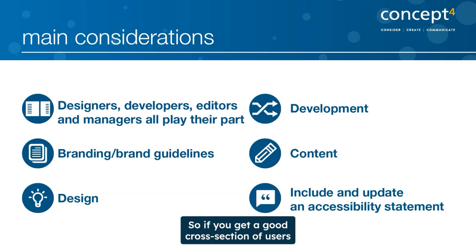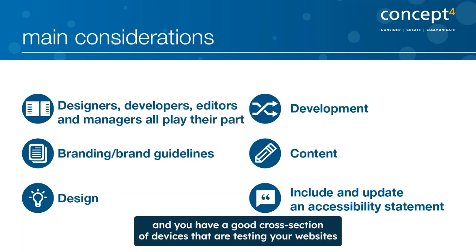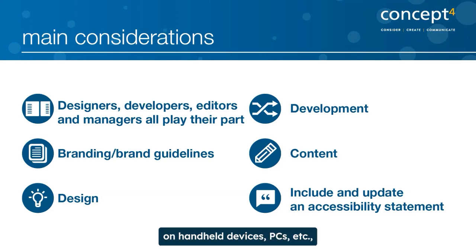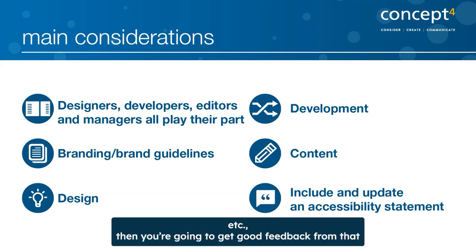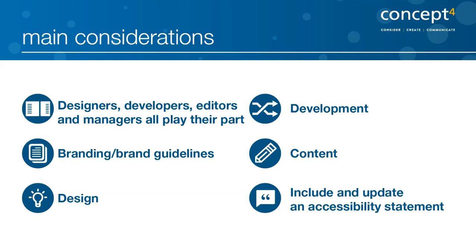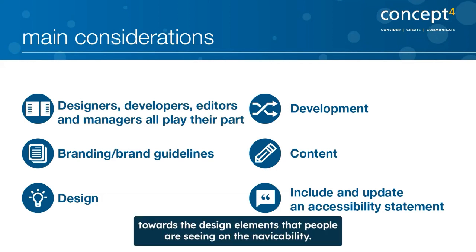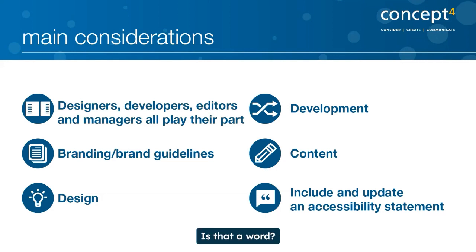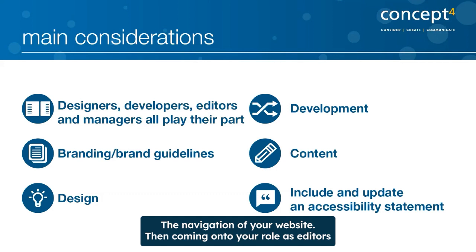So if you get a good cross-section of users and you have a good cross-section of devices that they're testing your website on, handheld devices, PCs, etc., then you're going to get good feedback from that as to how people are finding the operation of your website, and very specifically towards the design elements that people are seeing and the navigability, is that a word? The navigation of your website.